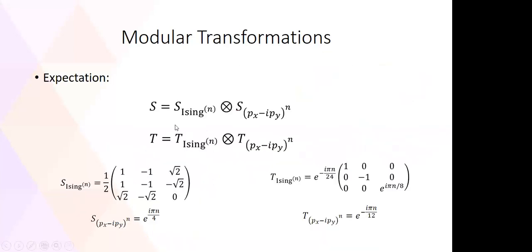So in the paper, here's what we expect. We expect the S matrix to act on the Ising and the p minus ip part, and also the T. If you look at the book that explains what the S and T are for these two models, these are the matrices. This is a 1x1 matrix, and this is a 3x3 matrix. So this is what you get. These are known results.